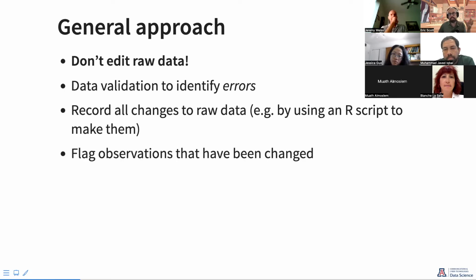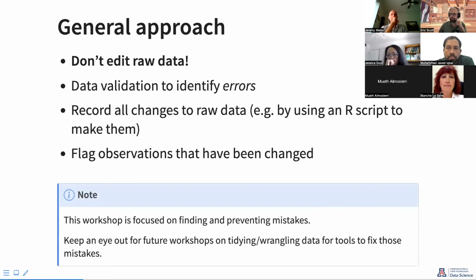It's also a good idea to flag any observations that have changed. So if you've got some extreme values that you go, no, I'm pretty sure that's impossible, and you change it, it's a good idea to add another column in your data indicating that that value has been changed, and maybe why. That way, someone later on the line might say, you know what, I think the original value is correct, and go back to the raw data.